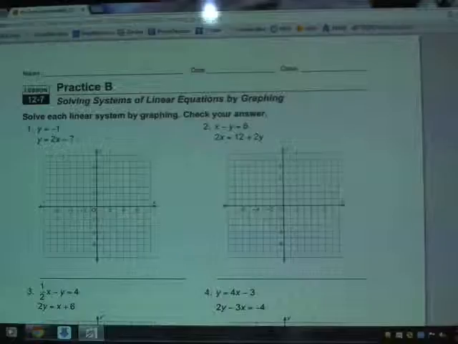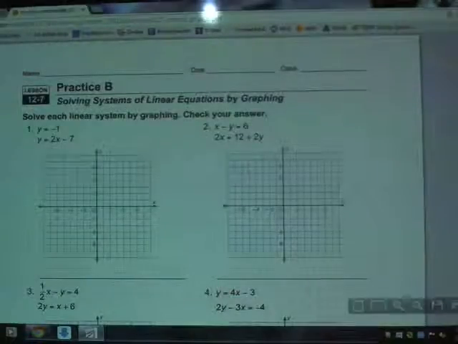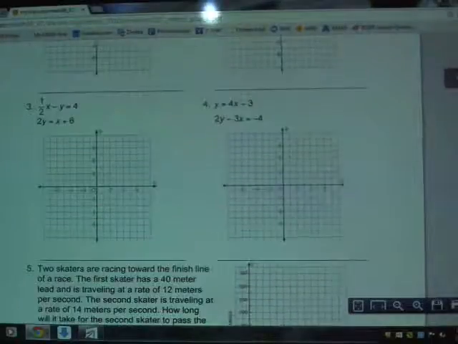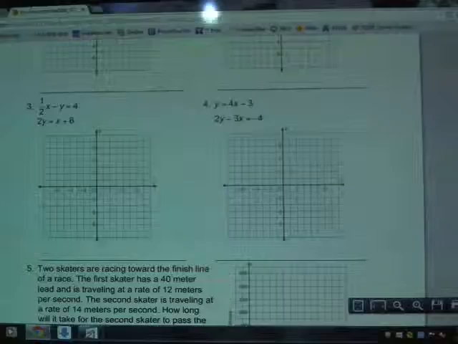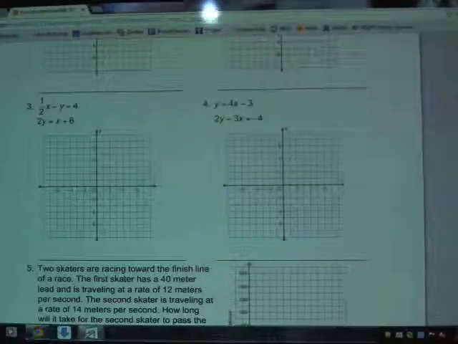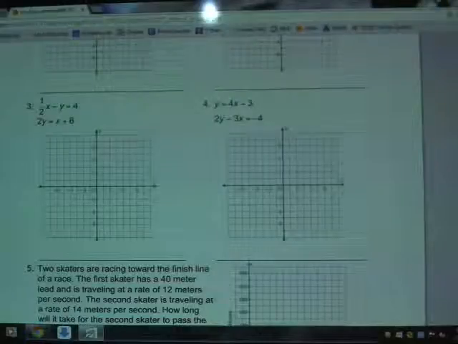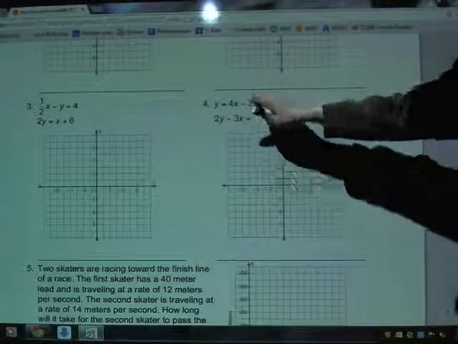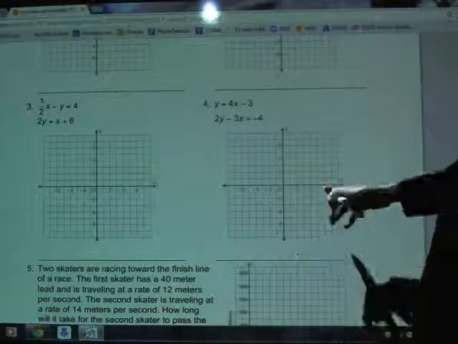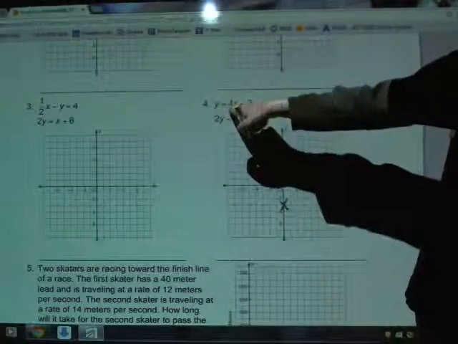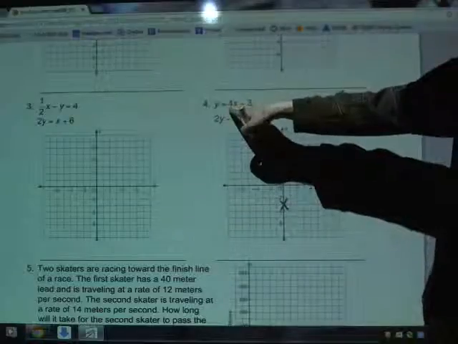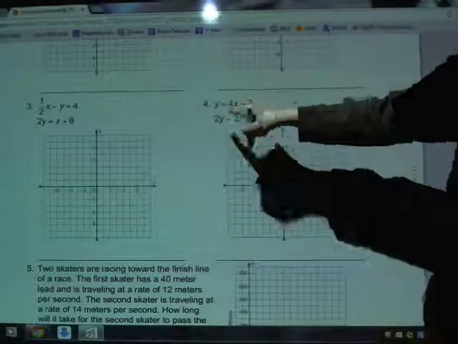Question number 4 says y equals 4x minus 3 and 2y minus 3x equals -4. All right, so that first equation is written beautifully in slope-intercept form, so we're going to go ahead and graph that using the techniques of slope-intercept form. Slope-intercept form tells me I look at that value at the end first, which says -3. So the y-axis point here is going to be -3. Then I look at what's in front of x, and that's my slope. My slope here says 4, as in 4 over 1.